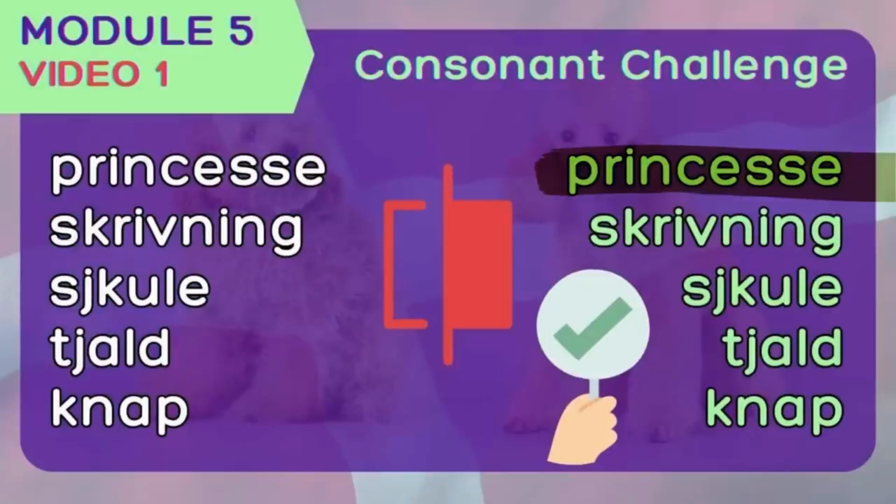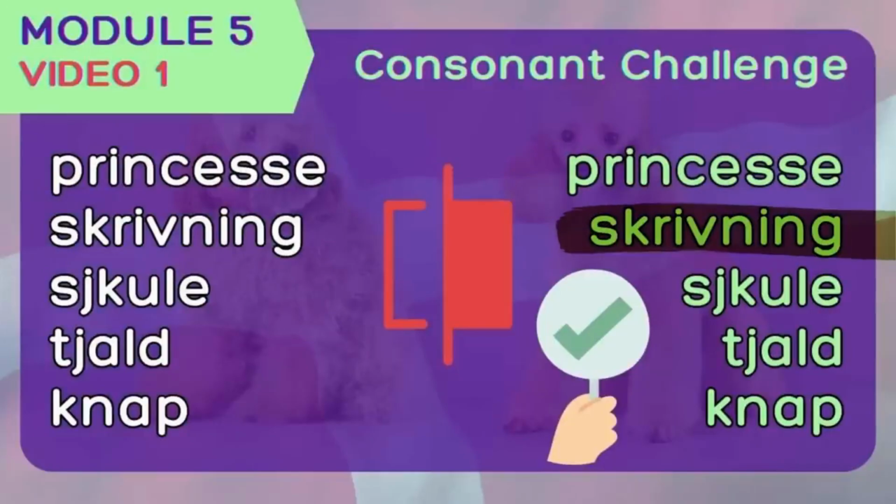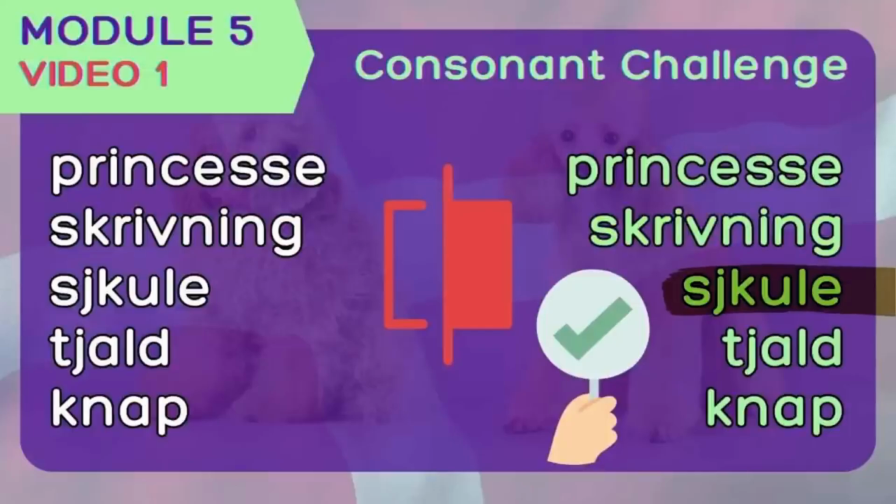Prinsesse, the R from your throat, pre, and the double S, prinsesse. Skrivning, again the R from your throat, you have the S and the K, sk, just like in English, skirt, but then the R from the throat, not skrivning, but skrivning. Skjule is kind of the sh sound we talked about in show, sh, but by adding the K, the sh is not so strong. It's not skjule, but skjule.